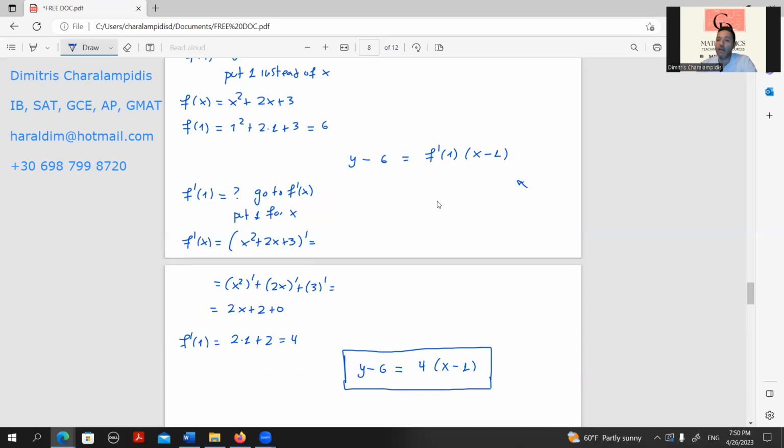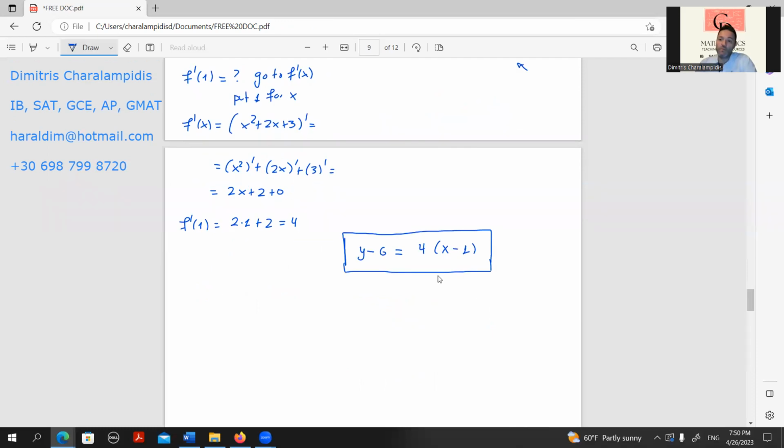We can either leave it like that, it would still be acceptable because it's actually the point slope form of a line, or we could do some simple operations to bring it into slope intercept form instead. These operations would include distribution first. I multiply 4 by both x and by minus 1, so I get 4x minus 4. And then I isolate y on one side and bring everything else carefully to the other side. So y should be 4x plus 2. Both of them, again, are acceptable.